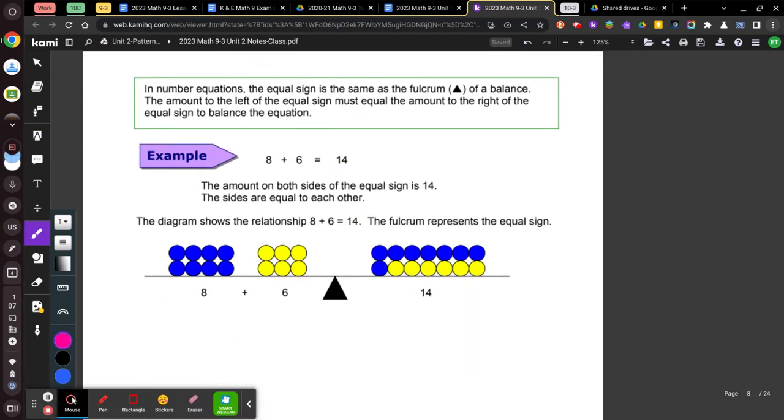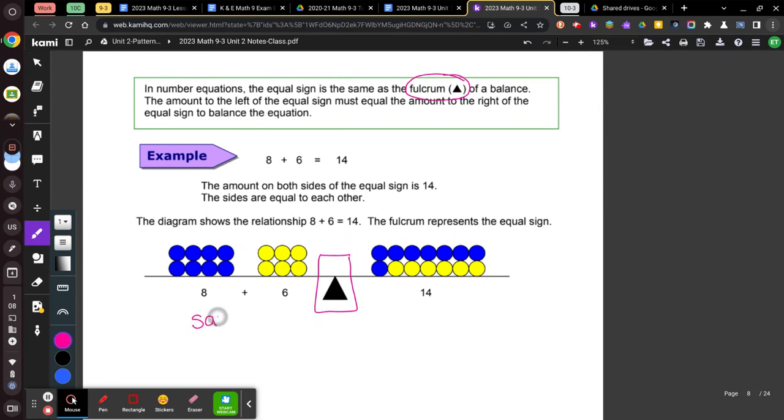It says in a number of equations, the equal sign is the same as on a balance beam. We call it the fulcrum. So this thing right here that balances your balance beam, kind of like a teeter-totter, it can go either way. That's what that thing is. It's called a fulcrum. That's your balance from the balance beam. It says here, the amount on both sides has to be equal in order to keep your balance beam level. In order to keep it from moving, you've got to contain the same amount on both sides.